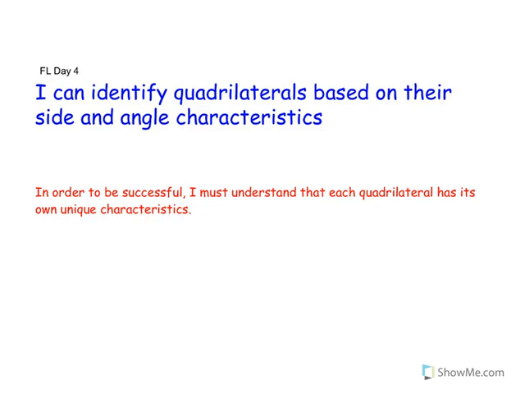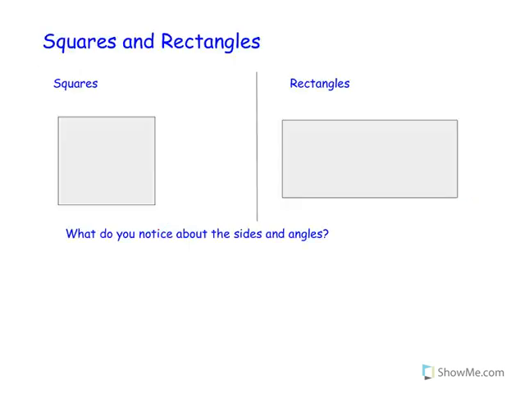Yesterday we talked about triangles and how we can classify them by their sides and their angles. And remember we said with triangles, it's almost like they have a first and last name, right? Because we can classify them, we can give them two names. So quadrilaterals can have two names and sometimes more than two, depending on the quadrilateral. So in order to be successful today, I must understand that each quadrilateral has its own unique characteristics.